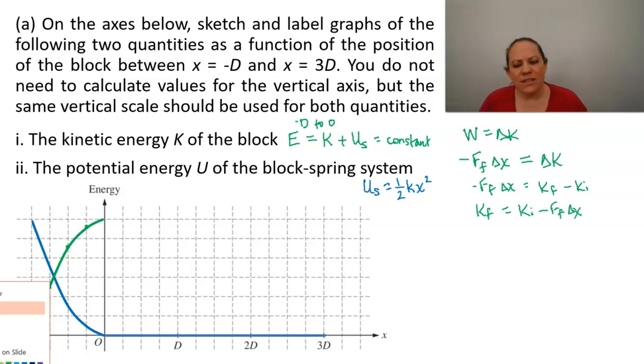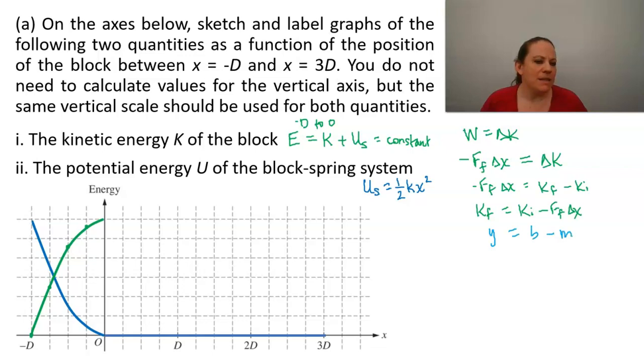Well, gosh, this looks an awful lot like y equals b minus mx. In case you didn't notice it, from negative friction times delta x equals delta K, we have a linear relationship between the kinetic energy and the displacement. So we're going to expect from 0 to 3d for our graph to look like this. So now let's talk about scoring.